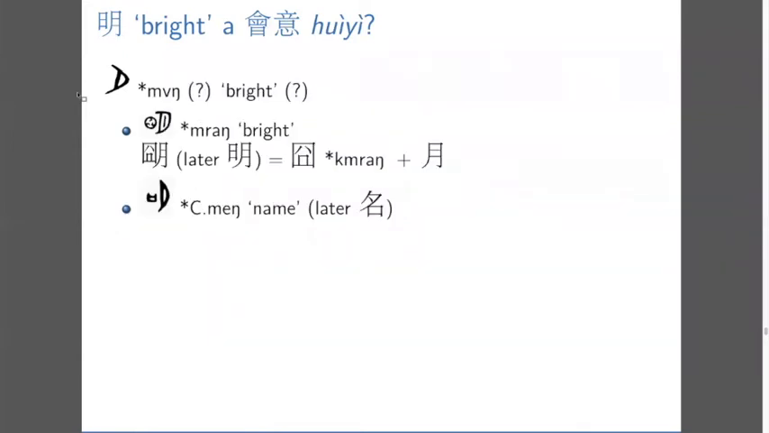Boltz would say there's a third reading of this character in the meaning like bright, where there's a series that bright itself is built from, and that the character for name is built from. So bright would have been pronounced merang, and if you look at it, it's not the sun that the moon is next to. It's the word for window. In Baxter and Sagart's reconstruction, the word for window was pronounced something like kumrang.